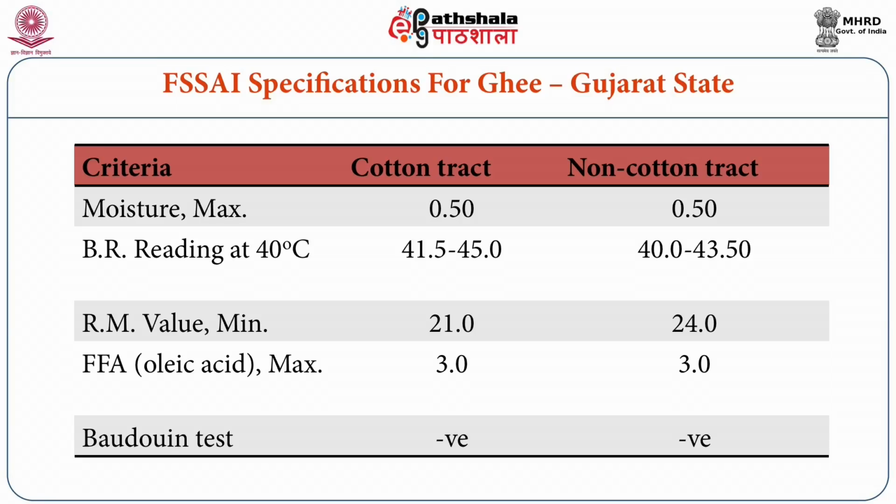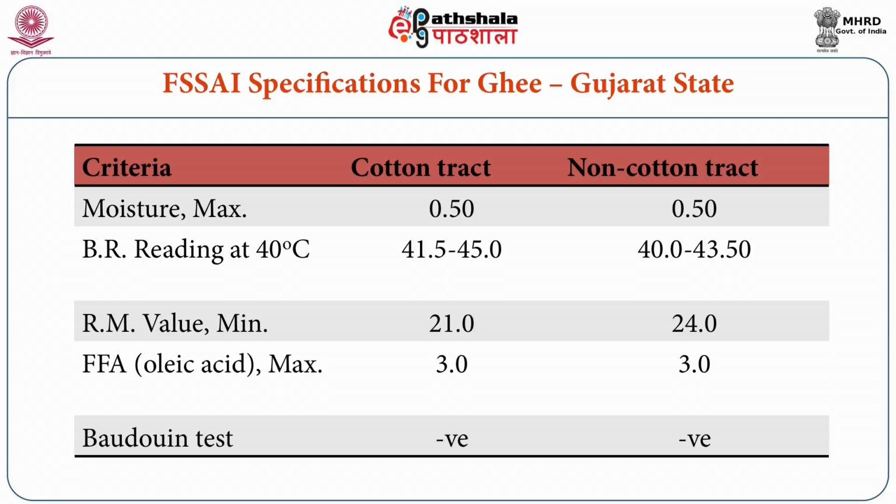Third, a very paramount importance, and that is free fatty acids. I have abbreviated here as FFA. It is expressed as percent oleic acid, and the maximum limit given, irrespective of the cotton or non-cotton tract, is maximum 3. However, let me tell you, for Agmark specifications, they have bifurcated into 3 different classes of grades of ghee, namely special, standard and general grade ghee, only based on the free fatty acid content. Obviously, lower the FFA content, better would be the grade of that ghee. However, as per FSSAI, there is no bifurcation related to the grades of the ghee.